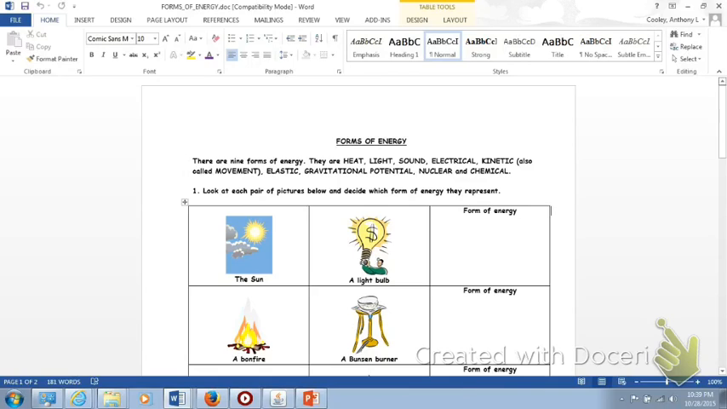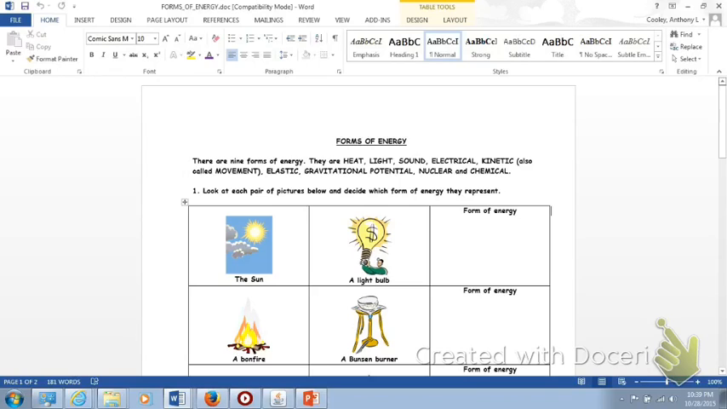As you notice here in this PDF, you have 9 different forms of energy. There are heat, light, sound, electrical, kinetic, also called movement, which you're very familiar with that one. Elastic, gravitational potential, nuclear, and chemical. So these are the ones we named at the very beginning of this unit also. So now let's look at these various pictures, right? Pairs of pictures. And we're going to decide which form of energy they represent.